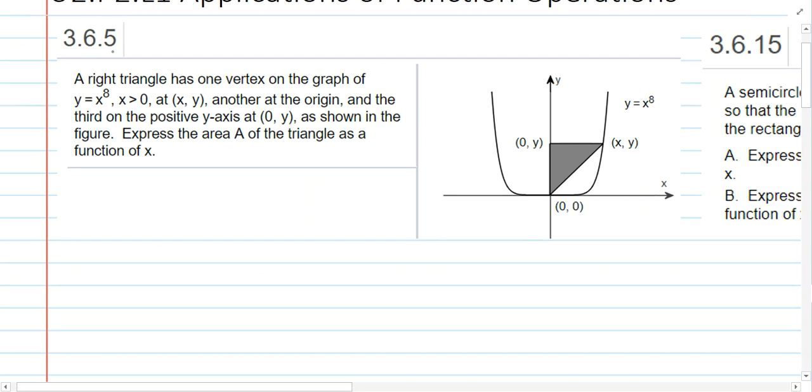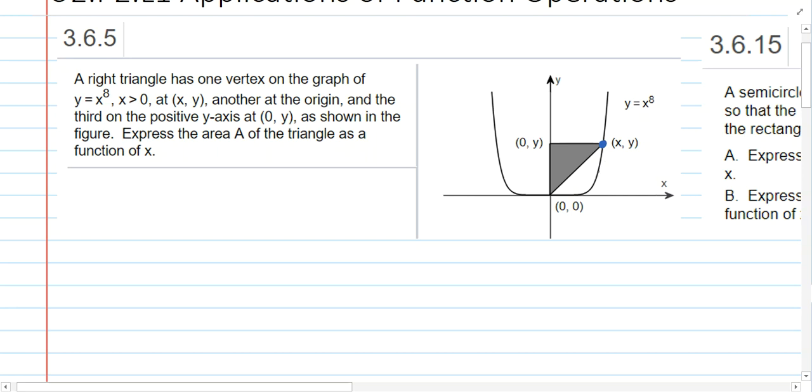We have a right triangle that has one vertex on the graph of the equation y equals x to the 8th power, and another one's at the origin, and the third is on the positive y-axis. So what we're saying here is that this point of the triangle can be anywhere along this curve.